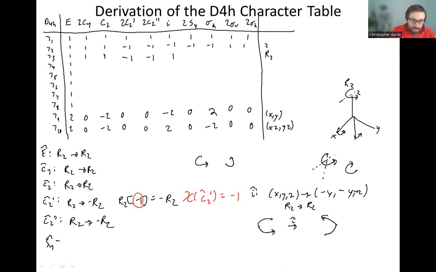What about S4? S4, remember, is a C4 followed by sigma H. Well, C4 we determined did nothing, and a sigma H is just a mirror plane in the XY plane. This is above the XY plane, but if it looks at itself below the XY plane, it's still going to be going in the same direction. So sigma H does nothing, and C4 previously determined did nothing. So they both do nothing. RZ goes to RZ, and so we get a value of 1 there. And you can see we're in the midst of deriving something new. We don't have any function previously, any irreducible representation or vectors, what you could call, that transforms like this.